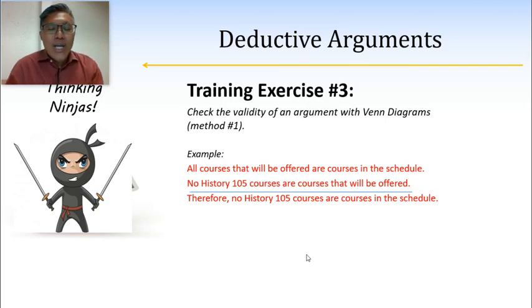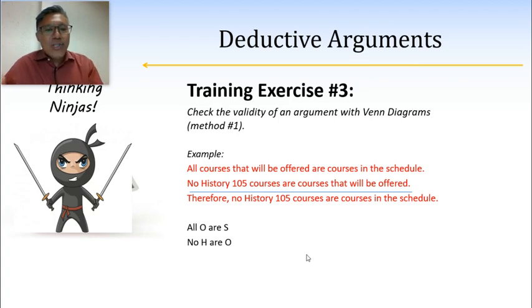So we have an A claim to begin with. All O's, courses that will be offered, are S's, courses in the schedule. Isn't it much easier to just rewrite it to be all O are S? How about the second premise? No History 105 courses are courses that will be offered. Well, let's rewrite that as no H are O.